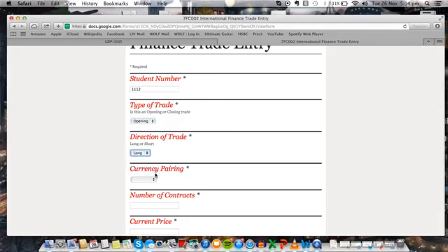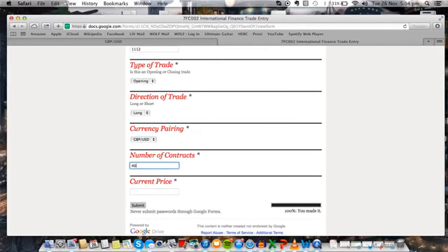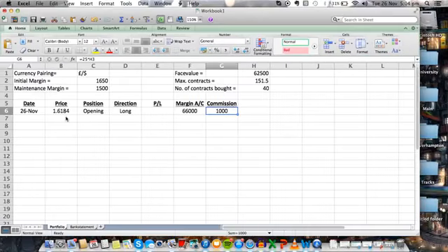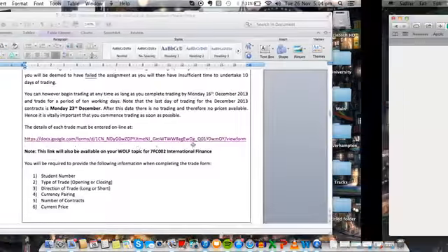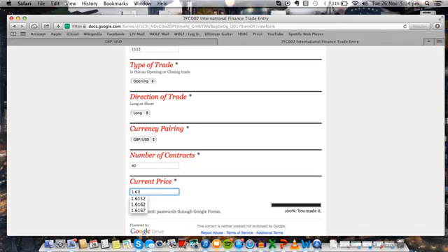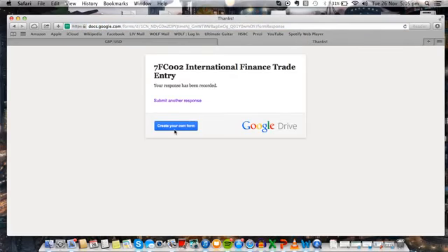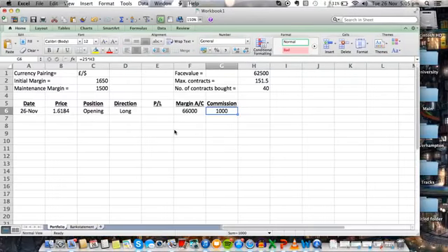Direction of trade, we've gone long. Currency pairing, we've gone pound dollar. Number of contracts, we've gone 40 contracts, and the current price, if we go back to this, would be 1.6184. That's what you bought at, 1.6184. Submit. Good, and that's all you have to do. So what you've just done is recorded your trade with myself. I now have a record of what you've bought, so that there is really no cheating in this context. So simple. You've opened your trade.